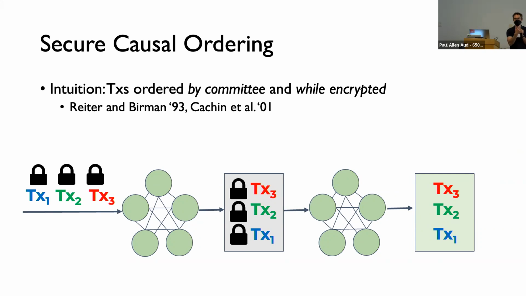Suppose a popular NFT is dropping, CryptoPunks 2.0. Everyone wants one. So some rogue committee member wants her transaction to be first after the drop is initiated. Well, there's nothing about secure causal ordering that prevents that from happening. Okay? So very powerful, but has some limitations.